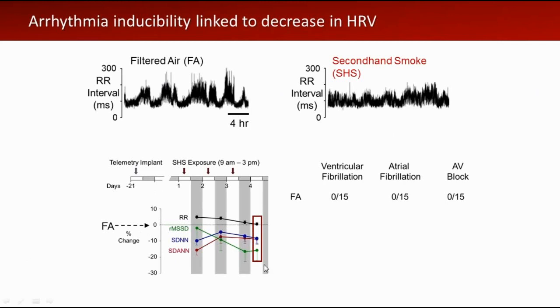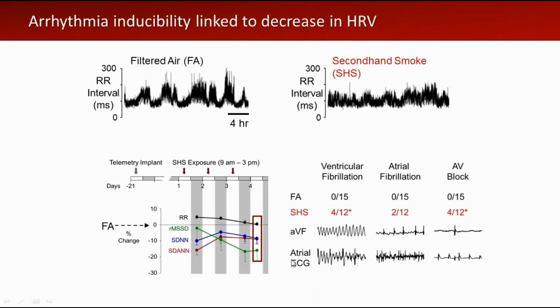And so we had to induce arrhythmias in these animals. What we found is that in filtered air animals, we were unable to induce arrhythmias of ventricular, atrial, or conduction origin. So no AV blocks were able to be produced. But in our secondhand smoking mice, we were able to induce all three types of arrhythmias to varying extents. And this is nice because this supports the argument that I mentioned earlier, that a reduction in heart rate variability serves as an independent risk factor for an increased risk of arrhythmias.